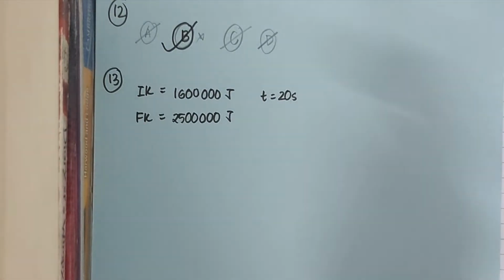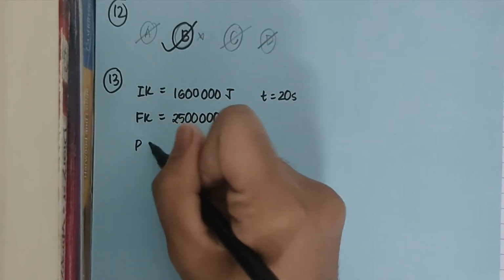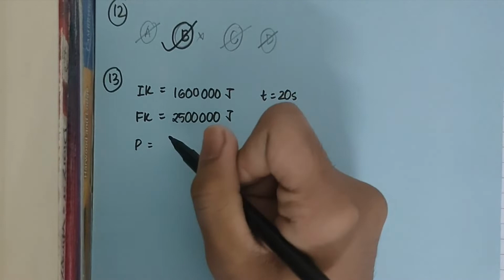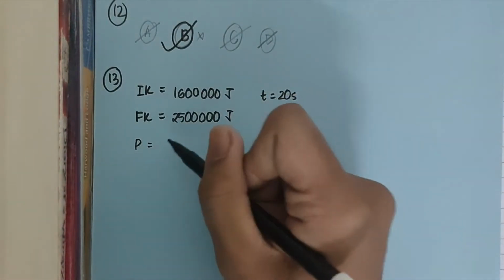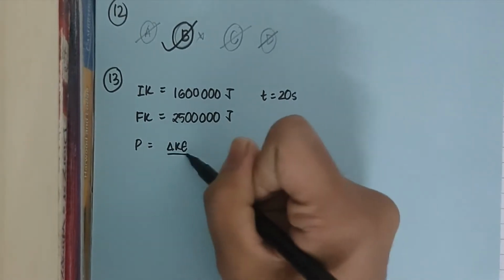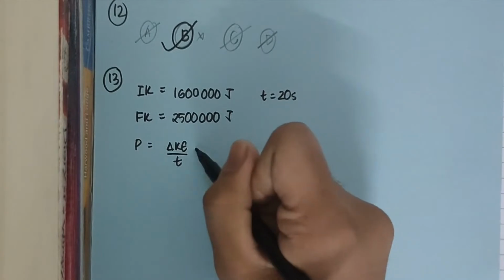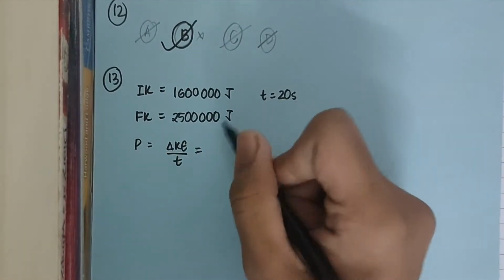We have been asked what is the average power output used to increase the kinetic energy of the car. Okay, what is the formula for power? Power equals work done upon time. So we have a change in energy. The change in energy is the work done. So we have delta KE upon time. Now delta KE will be equal to final kinetic energy minus initial kinetic energy.